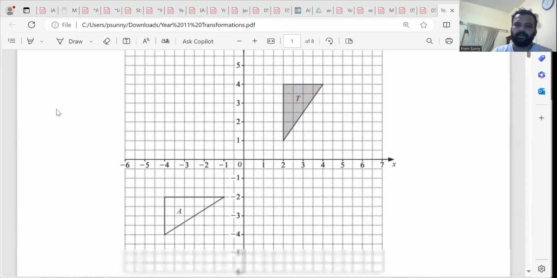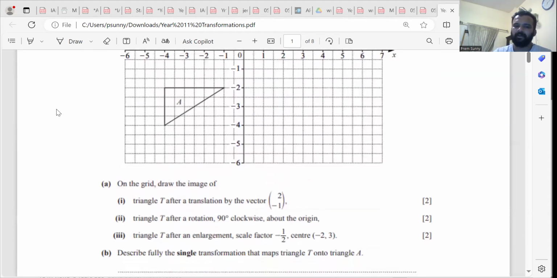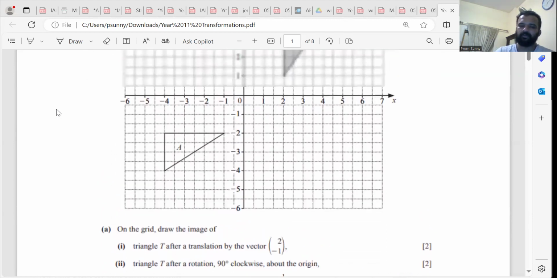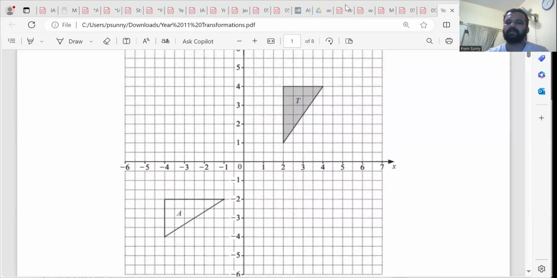We have a triangle T and a triangle A given here. On the grid, draw the image of triangle T after a translation by the vector 2, minus 1. So what we need here is translation. Translation by a vector 2, minus 1. Translation is very simple. It's just sliding. There is nothing happening, just sliding.